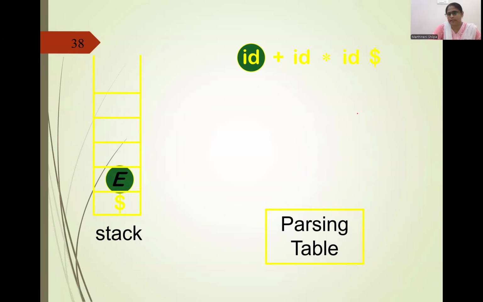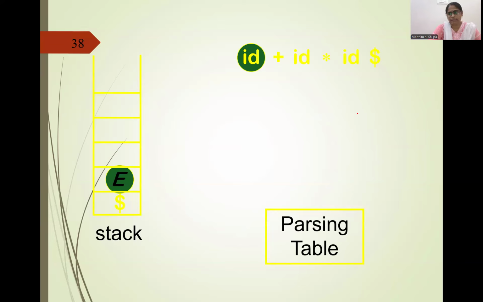The parsing algorithm will compare E and ID. E is a non-terminal and ID is a terminal. These two are not equal. So what will it do? It doesn't advance the input. It doesn't move to the next input character. Meanwhile, E will be replaced by the right hand side of its production.